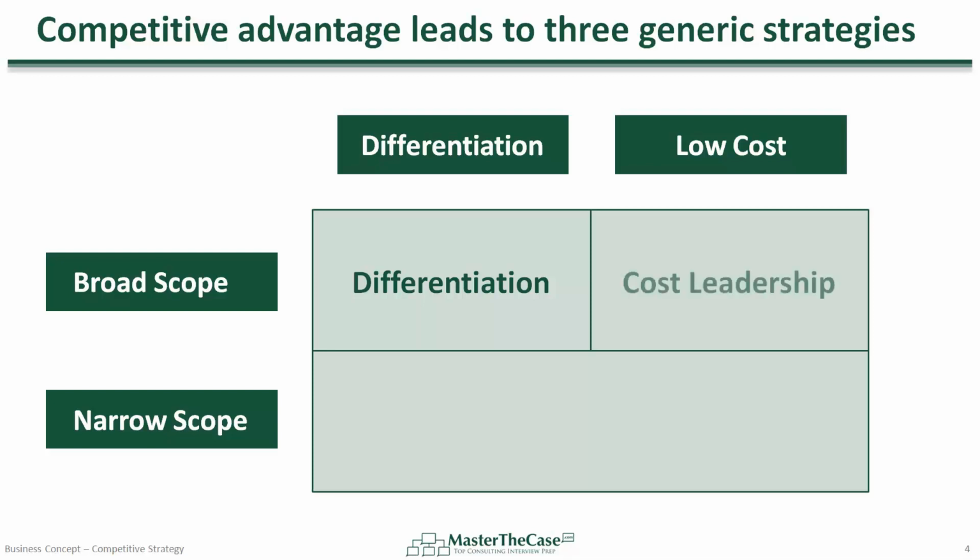2. Cost leadership, which combines a low-cost advantage with broad scope. Following this strategy, a firm sets out to become the lowest-cost player in its industry. And finally, 3. Focus, which combines a differentiation or low-cost advantage with narrow scope.